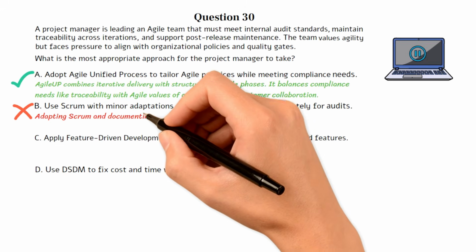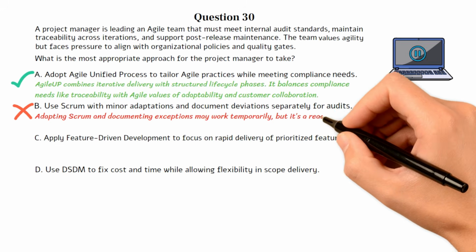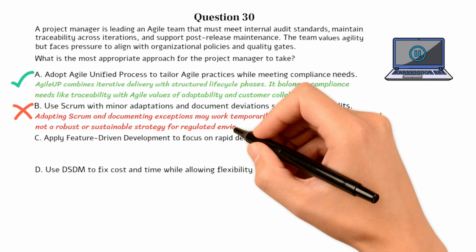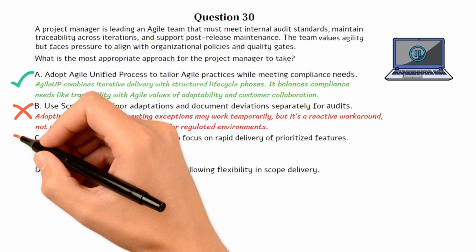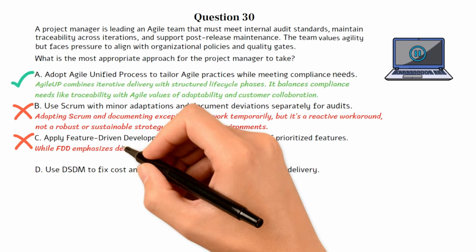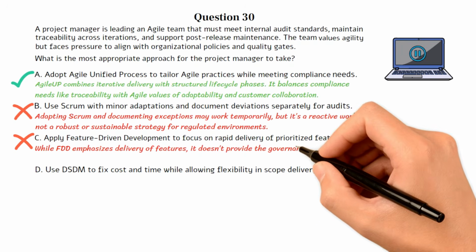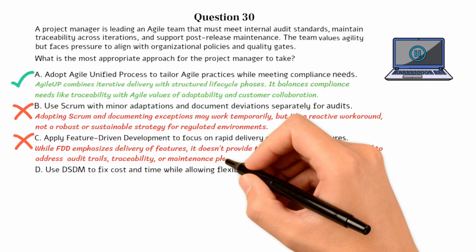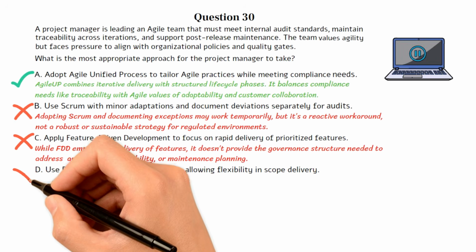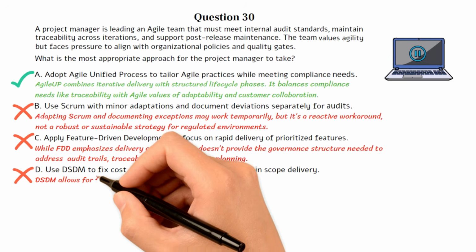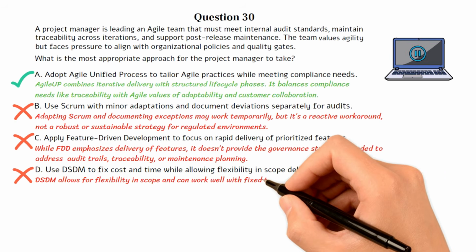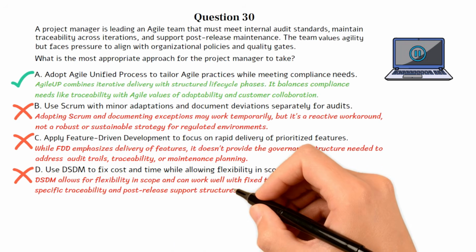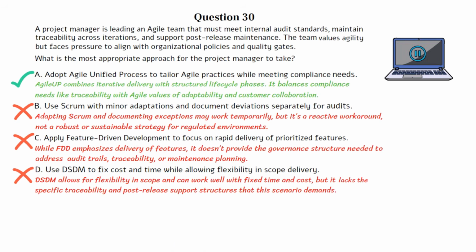Choice B is incorrect. Adapting Scrum and documenting exceptions may work temporarily, but it's a reactive workaround, not a robust or sustainable strategy for regulated environments. Choice C is incorrect. While FDD emphasizes delivery of features, it doesn't provide the governance structure needed to address audit trails, traceability, or maintenance planning. Choice D is incorrect. DSDM allows for flexibility in scope and can work well with fixed time and cost, but it lacks the specific traceability and post-release support structures that this scenario demands.